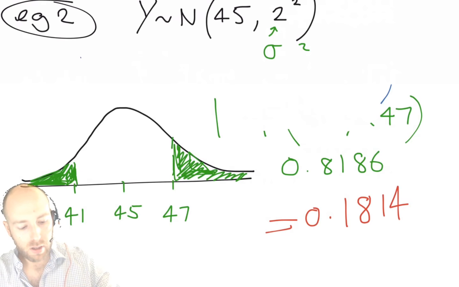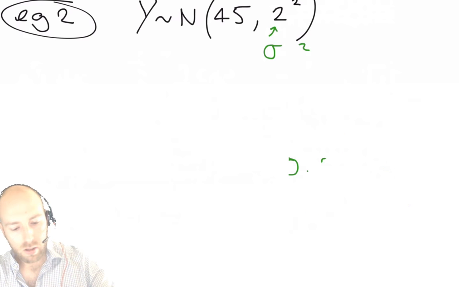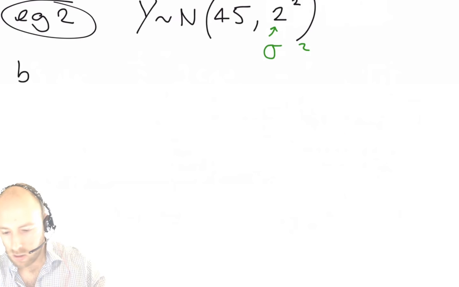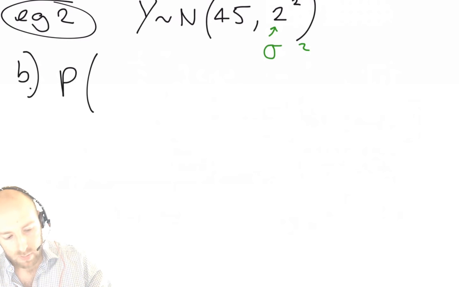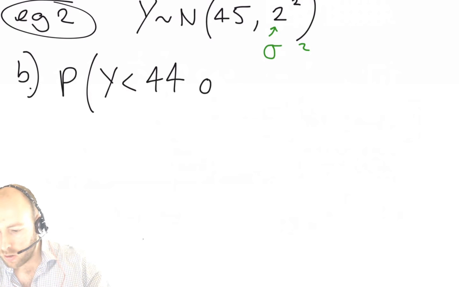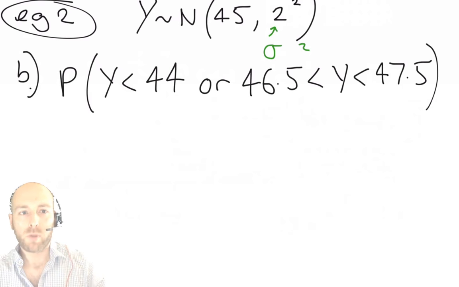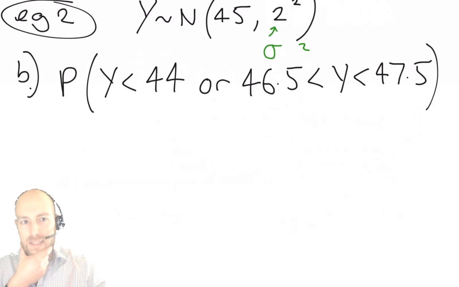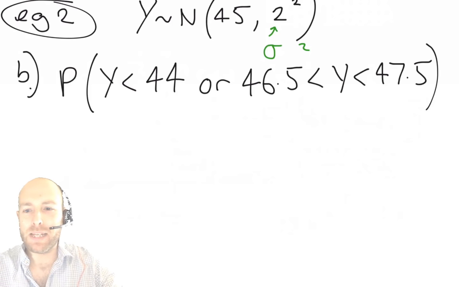So this is part B. We're going to do the probability that y is less than 44 or between 46.5 and 47.5. Cool. Could you guys give that a go? Don't forget to sketch it. I think we'll say 3 minutes, I reckon, on this one.